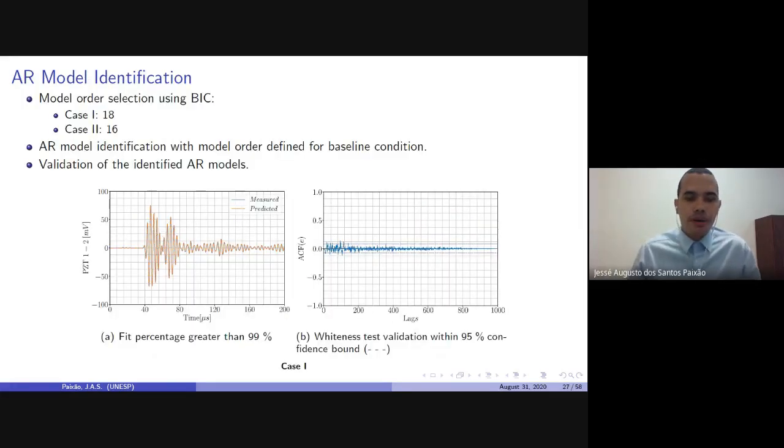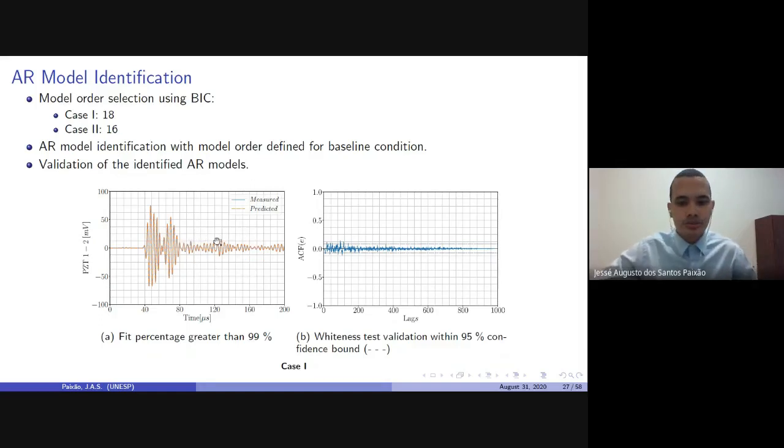Well, the first step of the methodology implementation was to identify the model order using the Bayesian information criterion. Based on this criterion, we selected a model order of 18 for case 1 and a model order of 16 for case 2. Then we identified an AR model for each signal acquired based on this model order. Here we present an example of the results obtained for the predicted model, represented by the dashed red line, and the measured signal represented by the blue line. You can see that the signals fit very well.